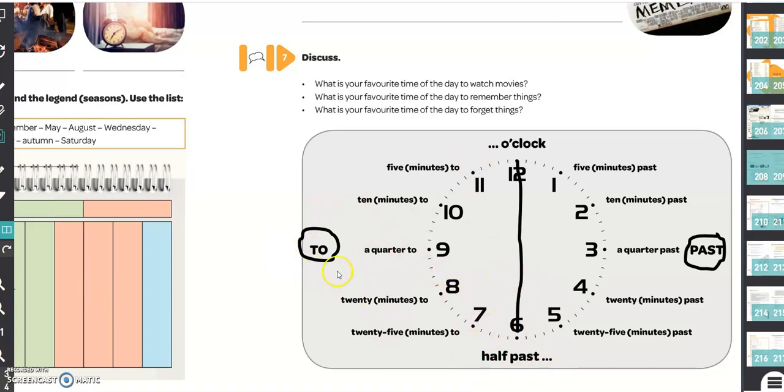So here we use to. So here we have 25 to 3. Here you use the next hour. Or a quarter to 3. Ja, dus 3:15. Then we have, for example, 5 to 3. And then we have the full hour again. Okay, I hope you understand it. Then we're going to the next page.